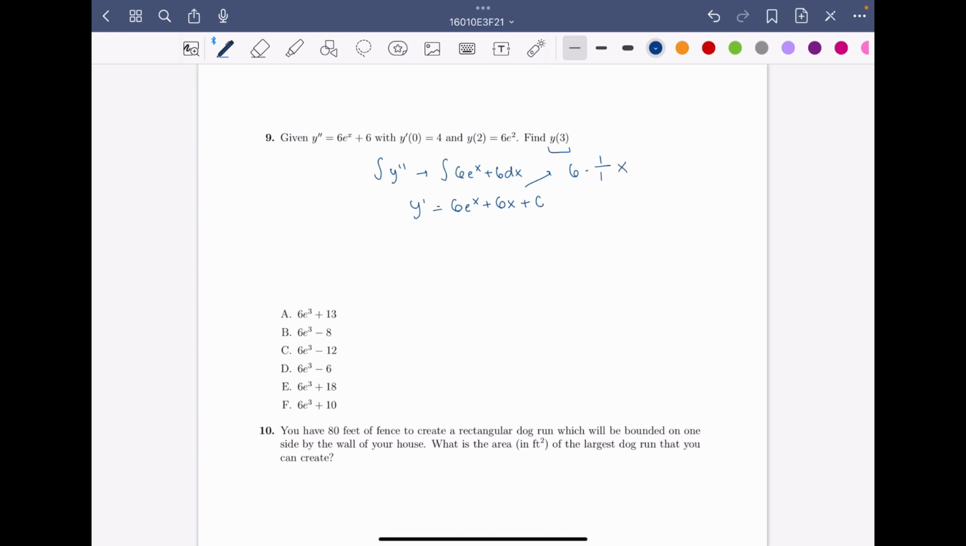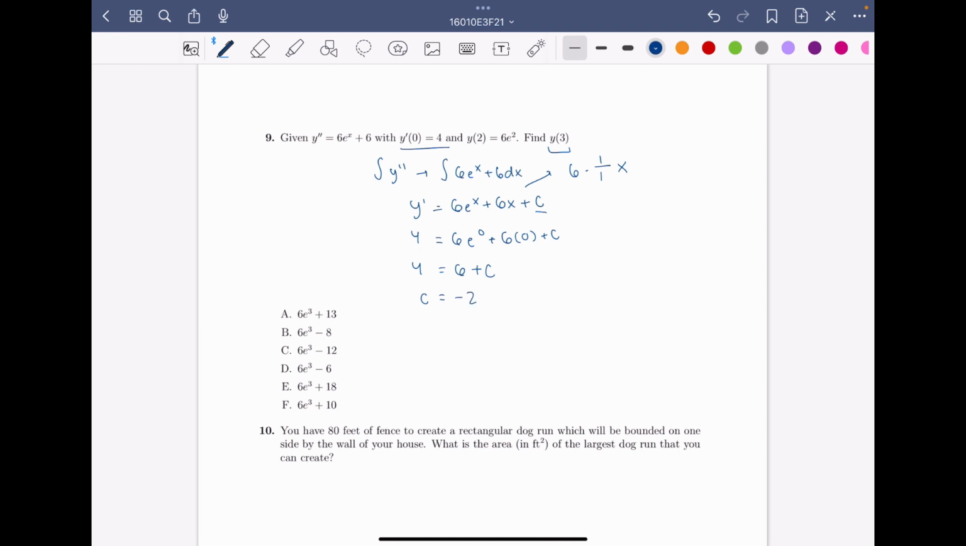So let's go ahead and find what this original c value is. We are given that y prime of 0 equals 4. So we can plug in 4 for y prime and 0 for x. So that's 4 equals 6e to the 0 plus 6 times 0 plus c. So 6e to the 0, don't be fooled. You can check this with a calculator, but e to the 0 is 1. So 4 equals 6 plus 0 plus c. So that gives us c equaling -2.